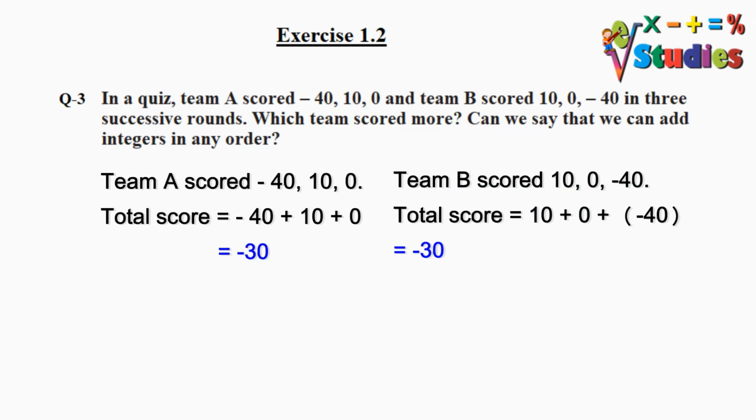Students, do not forget that when one integer is negative and the other is positive, we need to do the subtraction. And when we do the subtraction, the sign of the answer will be the sign of the bigger number. And to the question of whether we can add integers in any order, the answer is yes. Yes, we can add integers in any order as per the commutative property we have learned previously.